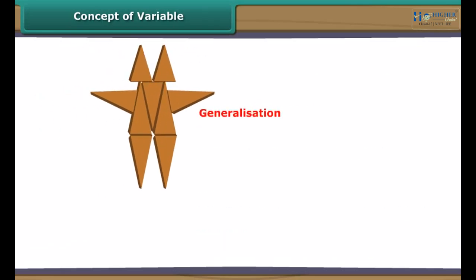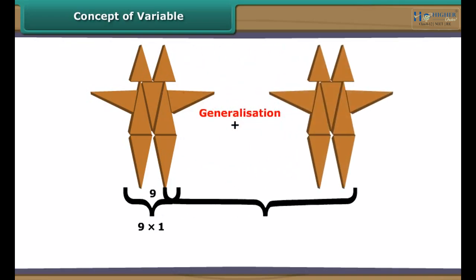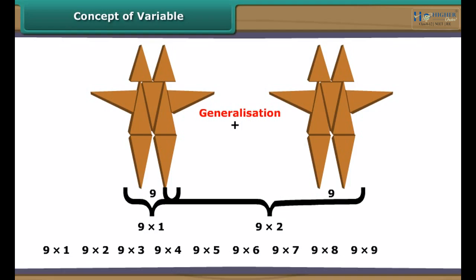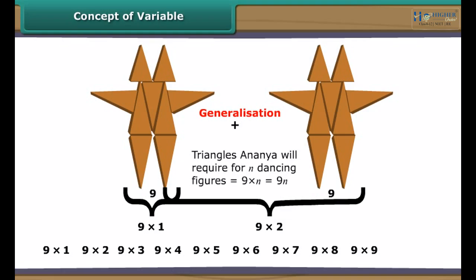The triangles Ananya uses in a single dancing figure are fixed. However, the total number of triangles used by her varies, depending upon the number of dancing figures she makes. We can, therefore, generalize by saying, if Ananya makes n dancing figures, she will require 9 into n triangles.